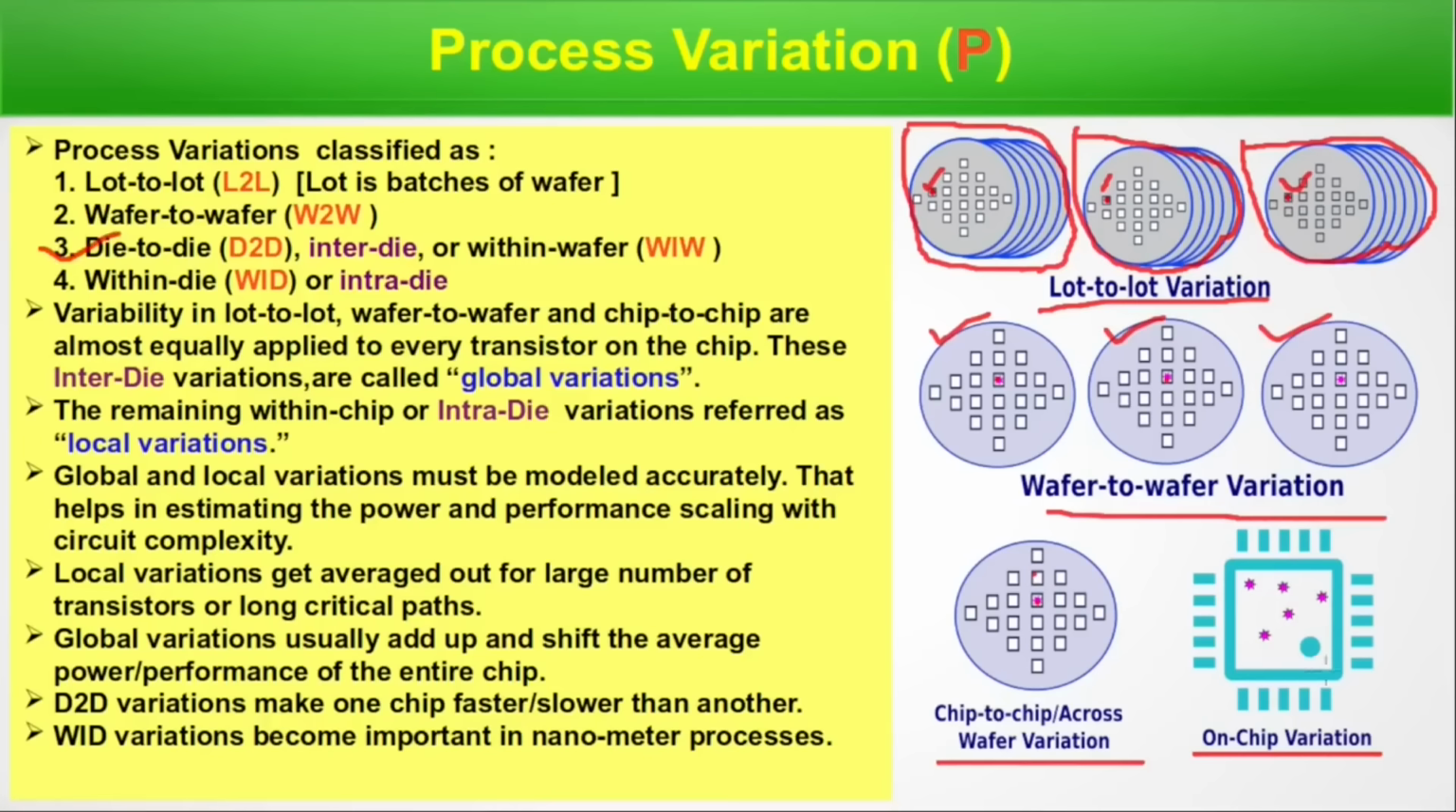And the fourth one is within a die. There are a huge number of MOSFETs, and one MOSFET is different from another. That is on chip, or intra die, or within die. These are the four types of variation.